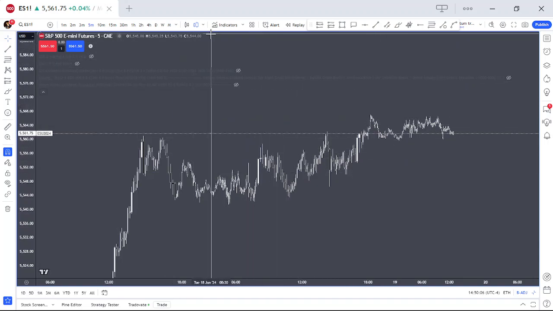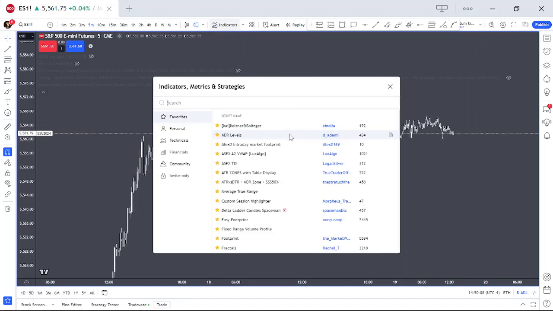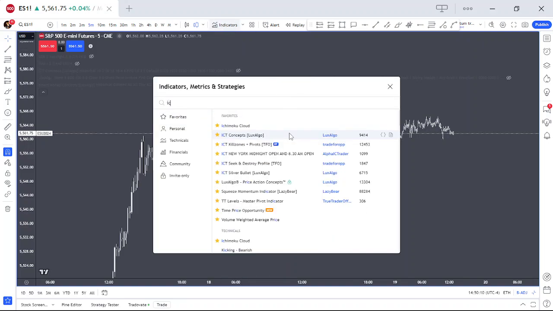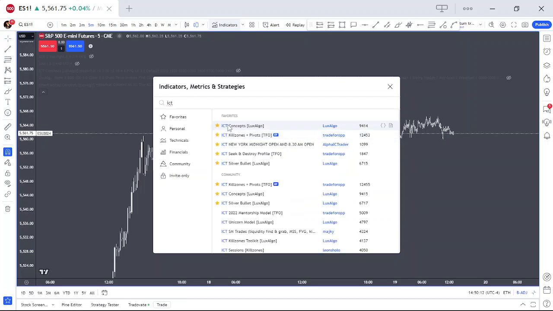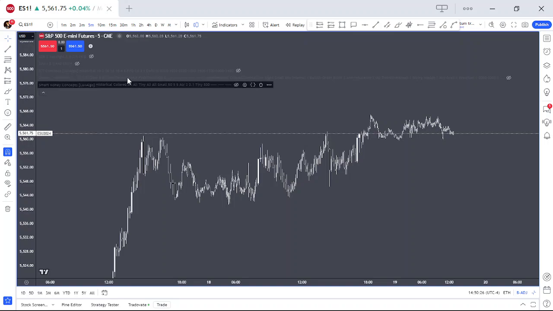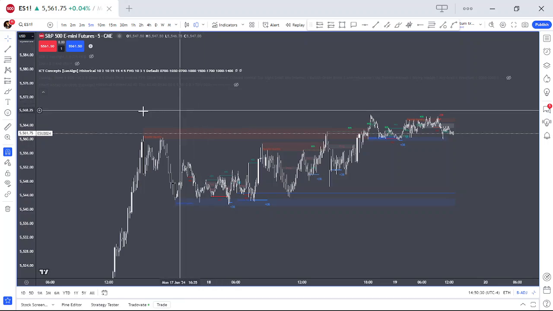The first one I want you to put on is ICT Concepts by Lux Algo. Click on that to put it on the chart. Click on the star to favorite it so you never need to search for it again. And I already have it up right here.